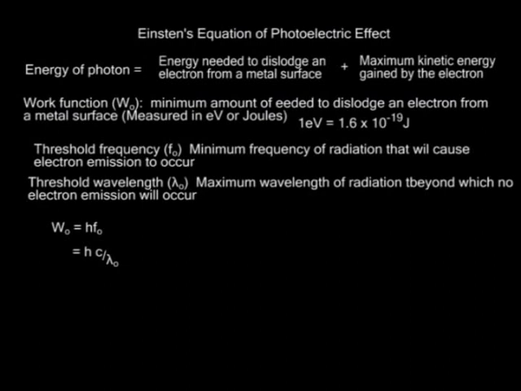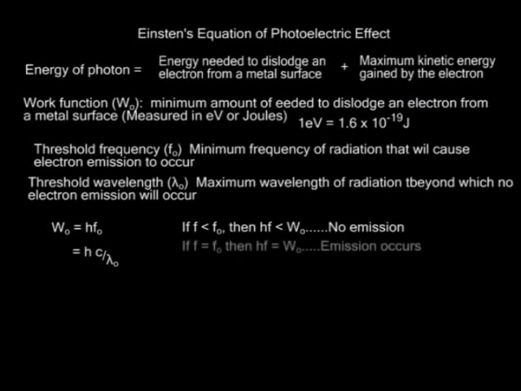For any radiation of frequency f less than the threshold frequency, hf will be lower than the work function and emission will not occur. When the frequency of the radiation is f0, hf0 is equal to the work function and emission occurs. When the frequency of the radiation f is greater than f0, hf is greater than work function, and the excess energy in this case appears as the kinetic energy of the emitted electron.